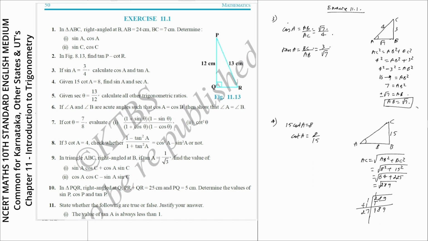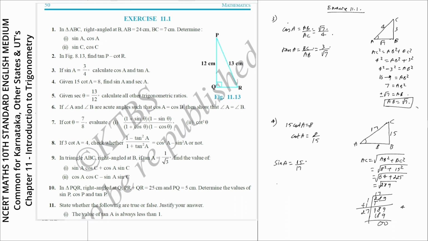Now 27 into 7. 7 sevens are 49. 4 7 2 the 14, 15, 16, 17, 18, 189. So 0 I'll get. So that is AC is 17. Therefore now sin A. Sin A is given by opposite by hypotenuse, that is 15 by 17. And what is next?